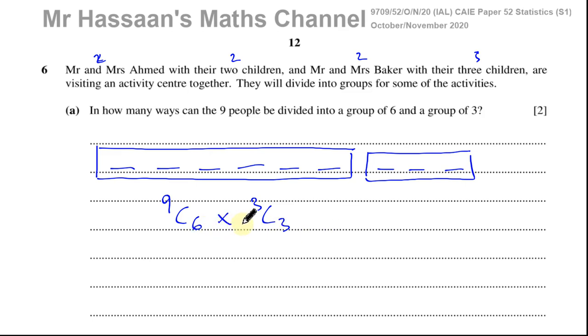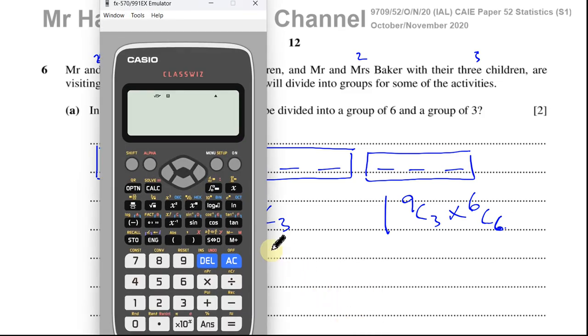So basically, the answer is just going to be 9C6. We could have also done it the other way around. We could have said, we've got to choose 3 from 9, and the rest of them, we've got 6 to choose from 6, and we will get the same answer, because 9C3 and 9C6 give you the same answer. And I can show you that.